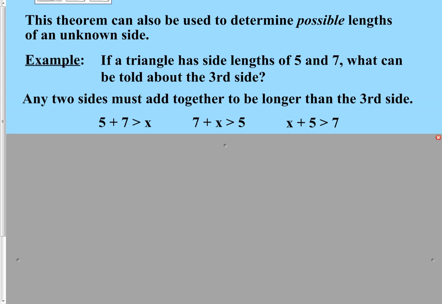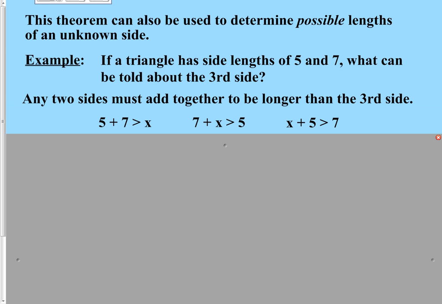Using the two values that we do know and the triangle inequality theorem, that means that 5 must add together with 7 to be larger than x. But also 7 must add together with x to be greater than 5, and x must add together with 5 to be greater than 7.